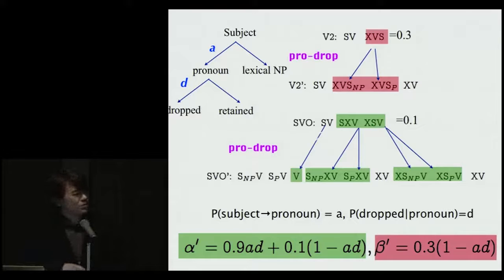You do the same for the green guys, namely what happens to SVO if you add pro drop to it, and you change the numbers here slightly. Again, this is pretty straightforward algebra. We don't have to worry about it, A and D. So now these are revised fitness values of V2 and pro drop on the one hand, and SVO and pro drop on the other hand. So these are the two real grammars that are going through competition.